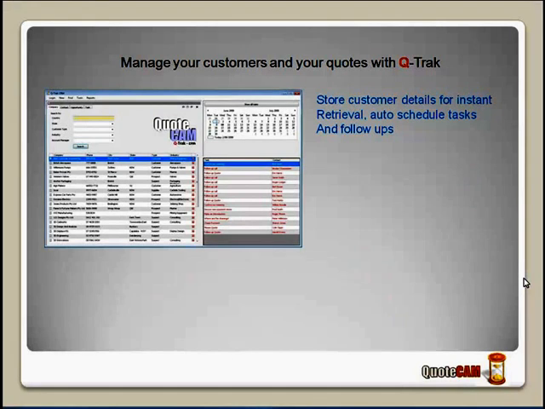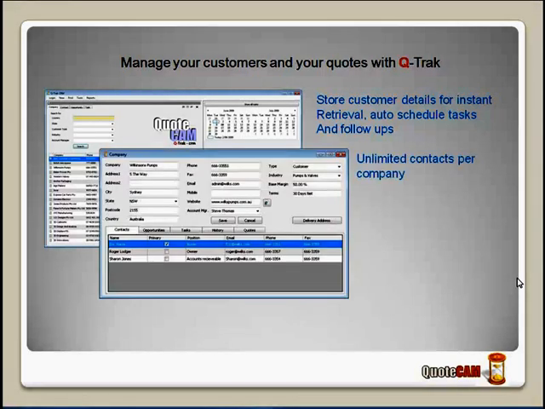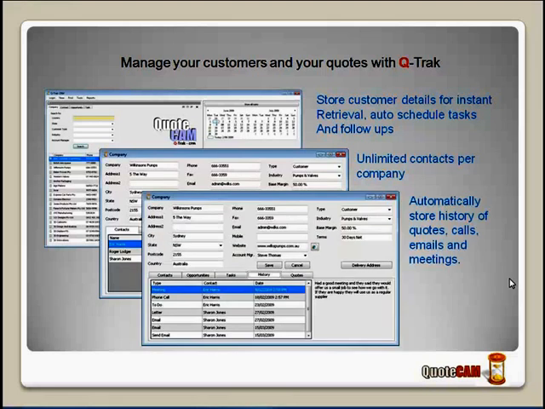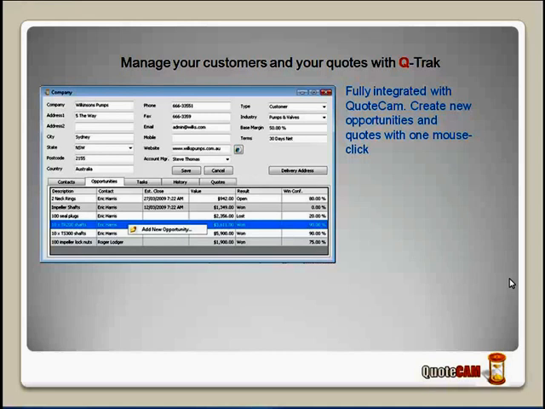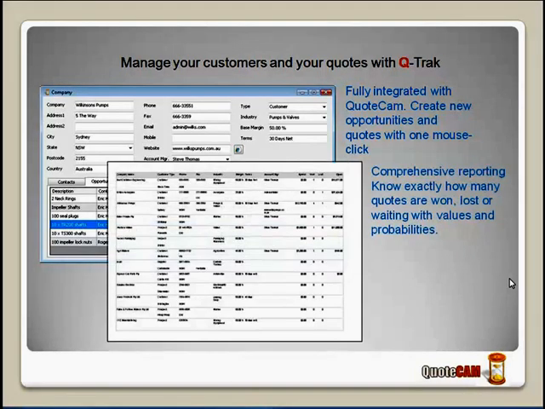Talking of customers, QuoteCam comes complete with QTrack, our job and quote tracking system. Here we can see exactly how many quotes we've got active at any one time, how many customers we've got in the system, what quotes we've got with that customer, and we can keep a track of all the quotes that we've won, lost, and are currently working on. Fully integrated with QuoteCam, you can create new opportunities on the fly with just one simple mouse click. And comprehensive reporting is built in as standard.